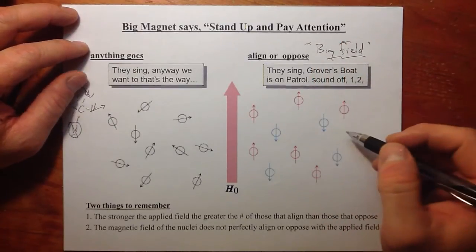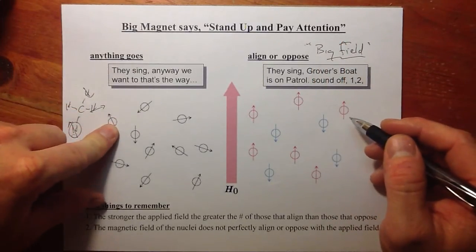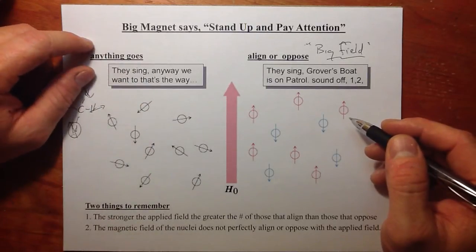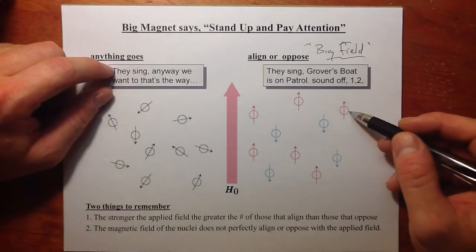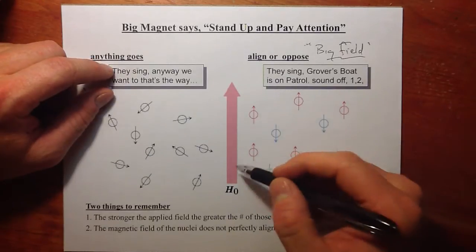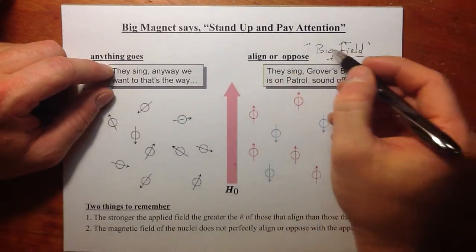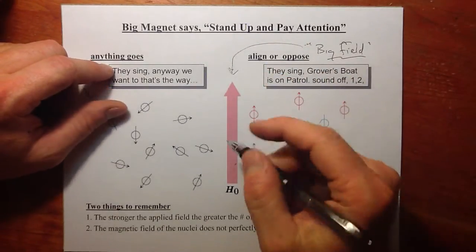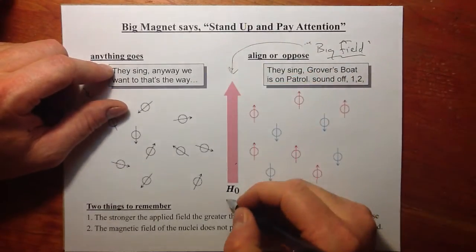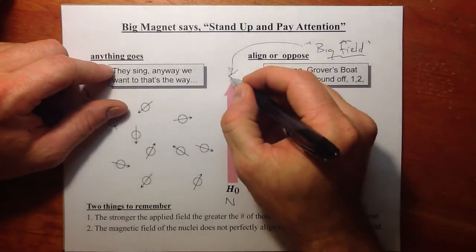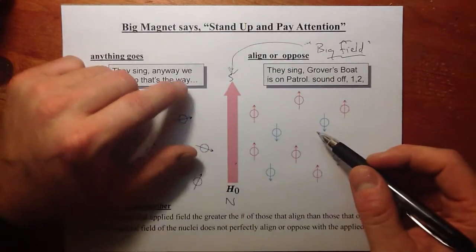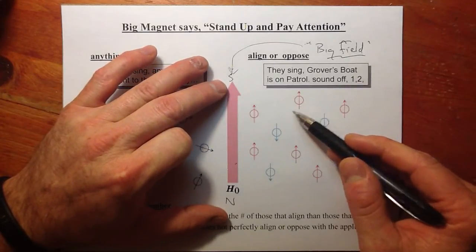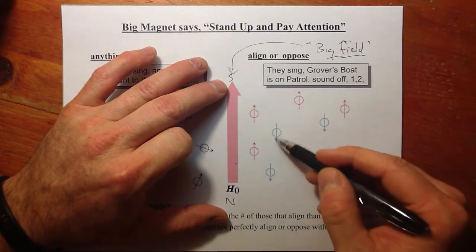But if we take a big magnet, a big field, and we apply it, we can change the orientation of all those magnetic moments that had no particular orientation. We can change them so that they are either aligned with that big field. This is the big field here. This big field that we're creating, let's say the north and the south. And we can have the alignment with that be slightly favored over the opposed state.